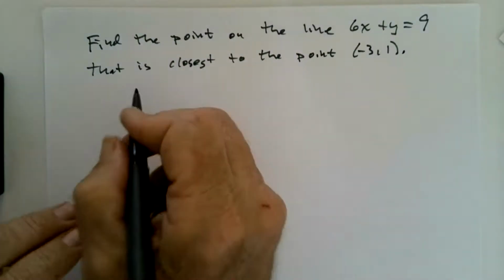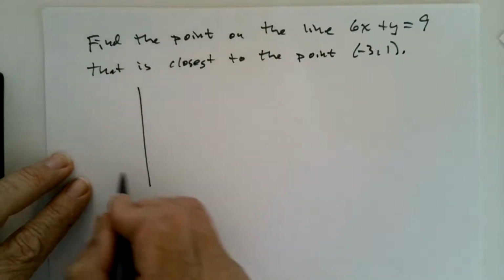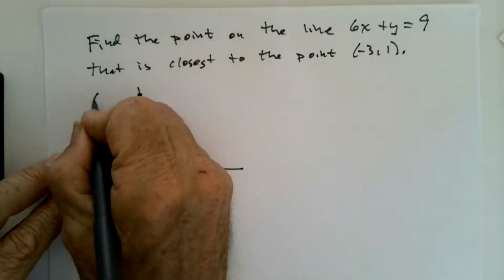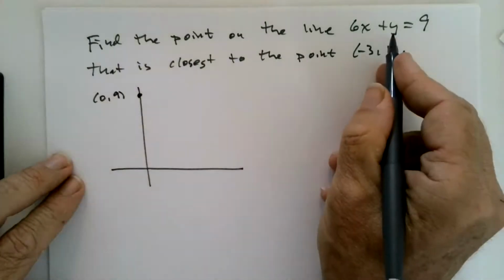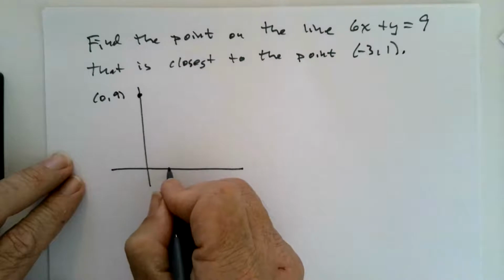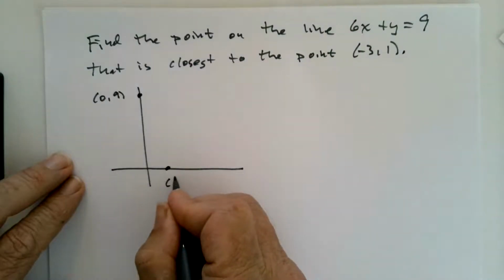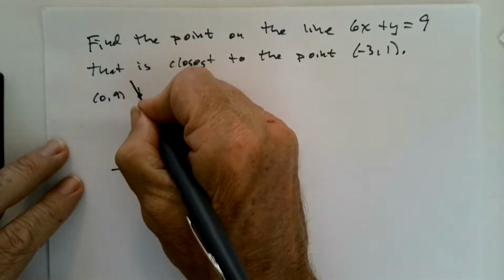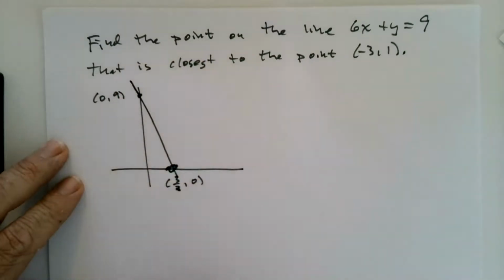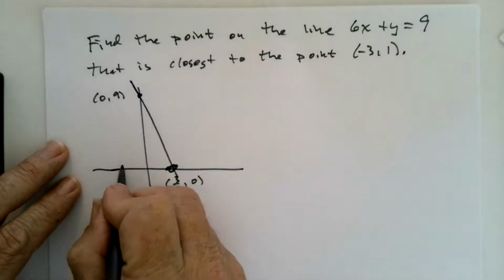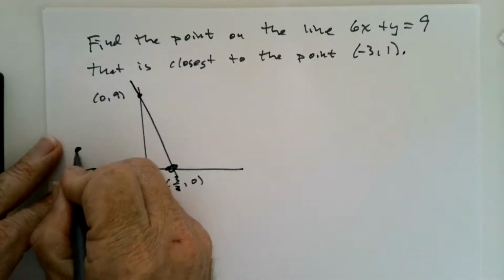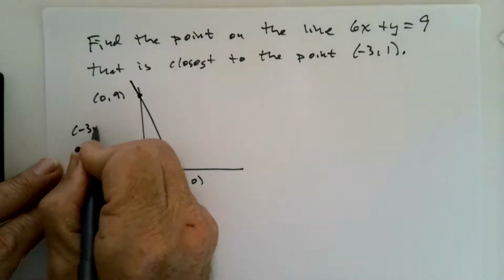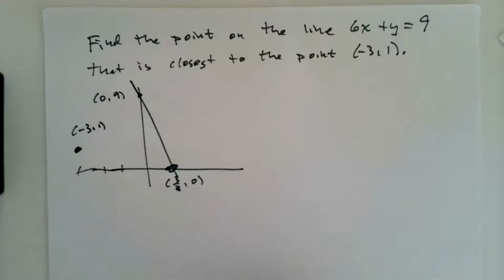So let's draw ourselves a picture, and then I'll let you work on it a little bit. If x is 0, y is 9. If y is 0, x is 1.5. So it's coming down like this. Then we have the point (-3, 1). So where is the point on the line closest to this point (-3, 1)? That's what we want to find.